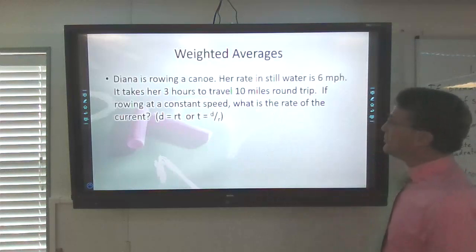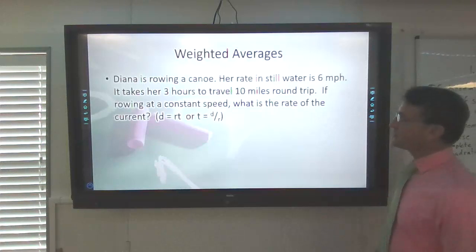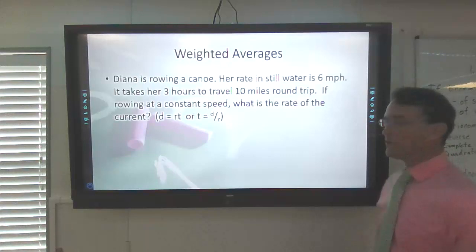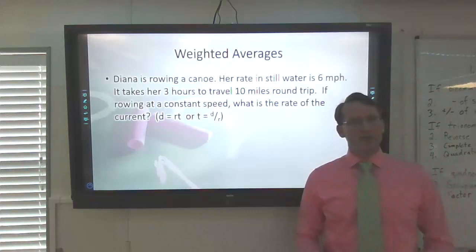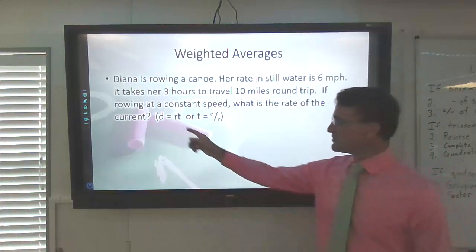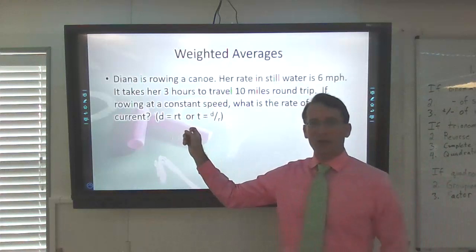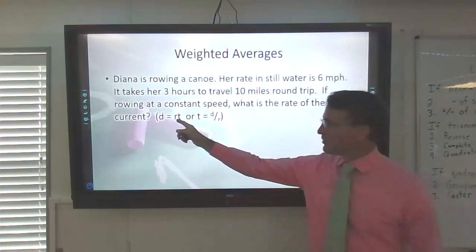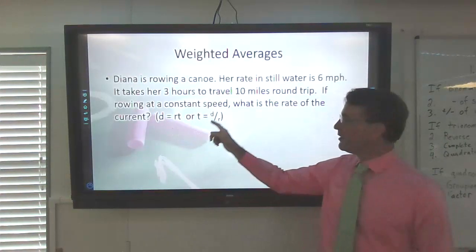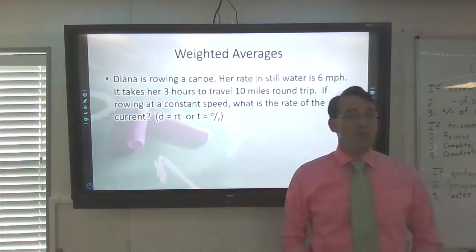Diana is rowing a canoe. Her rate in still water is 6 miles per hour, and it takes her 3 hours to travel 10 miles round trip. If rowing at a constant speed, what is the rate of the current? So a couple of other things that I've included here is that distance is equal to rate times time, and also that if I were to solve that equation for time, I would get the distance divided by my rate.